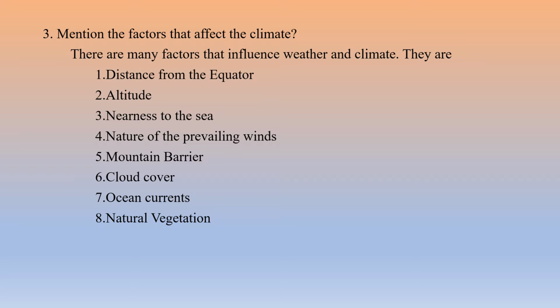Distance from the equator. India is located in the tropical zone, so it is very close to the equator. We experience a hot climate throughout the year except for some seasons.